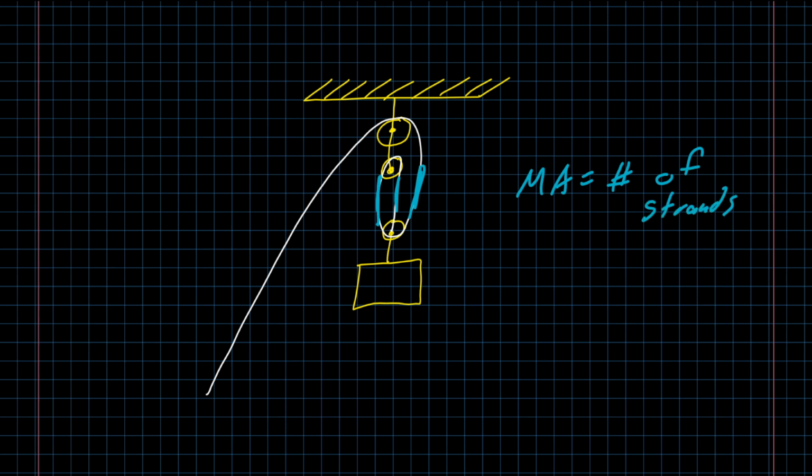It can be a little bit confusing sometimes to figure out how many strands are actually supporting the load. In this case, the strand over here, this is the one that you're going to be pulling yourself. Well, that's attached to the pulley up here, but it's not really a line connecting to the load, so it doesn't count. In this setup, the mechanical advantage is 3.